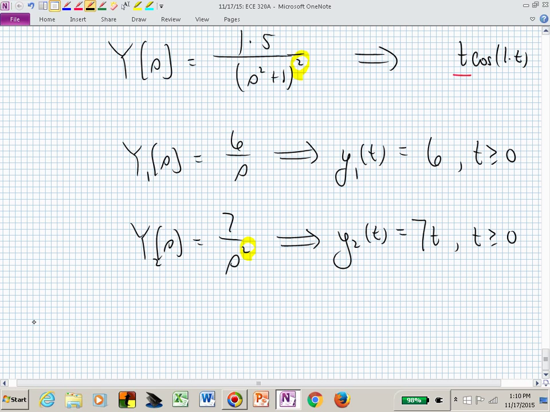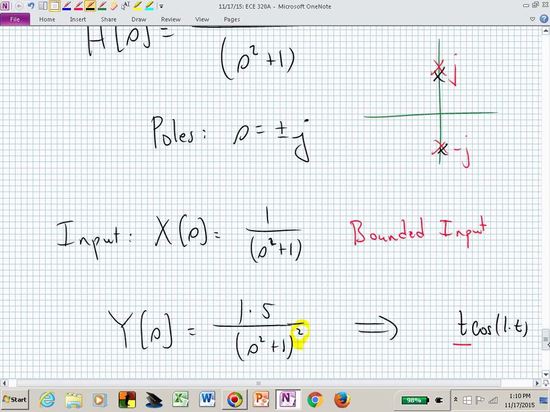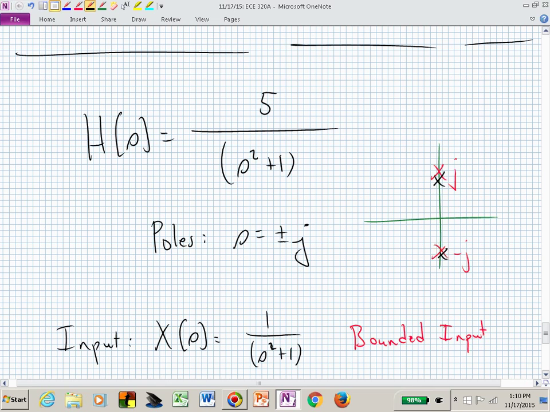So that system here, this H of S, is not bounded input, bounded output stable. Somebody might say, they might be texting, and they may say, is that BIBO stable? Bounded input, bounded output stable. This system would not be BIBO stable. That's getting us into the next class, a controls class.